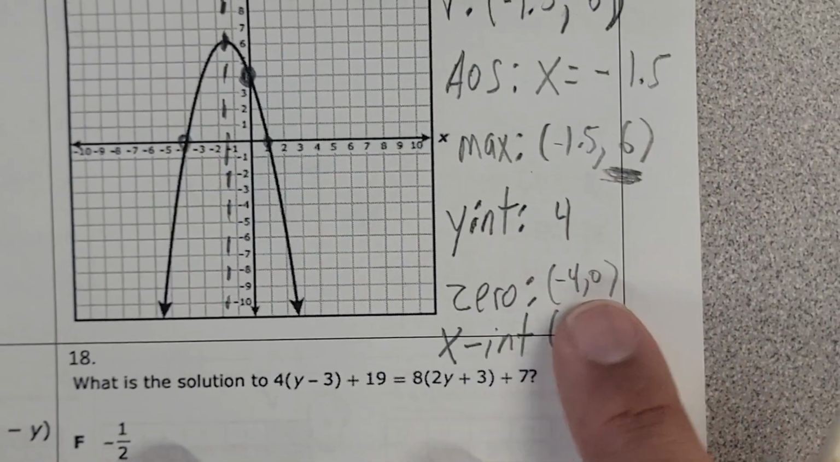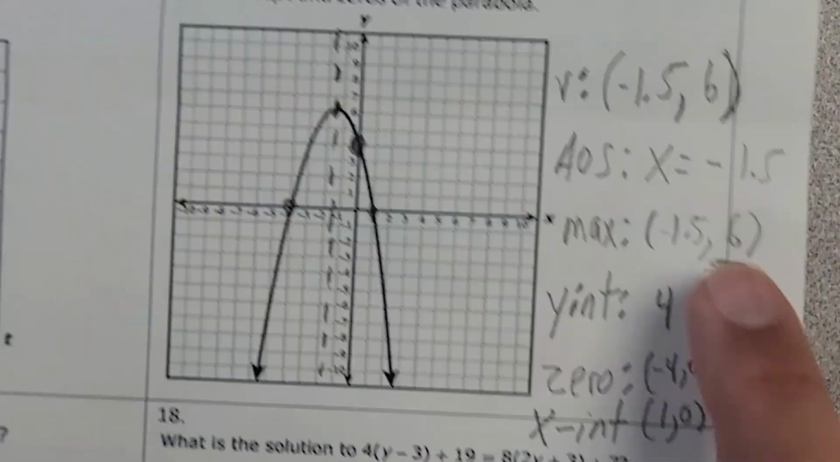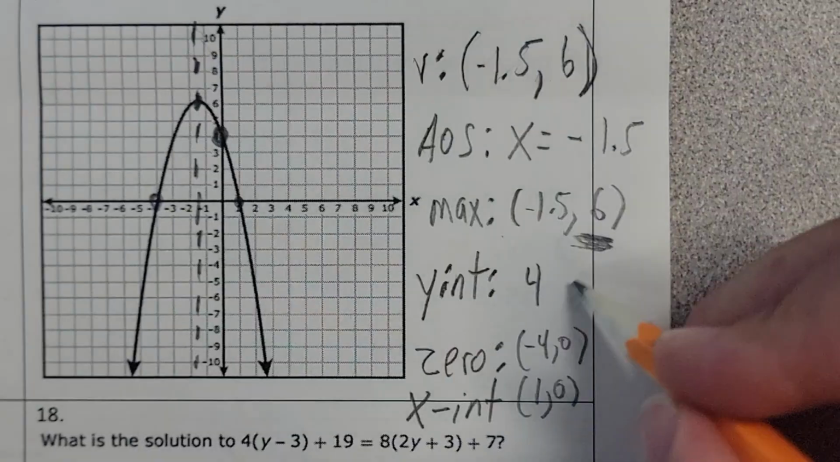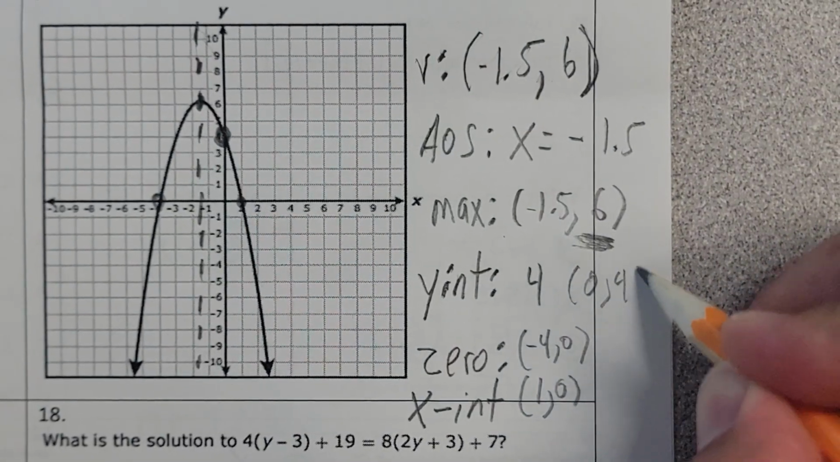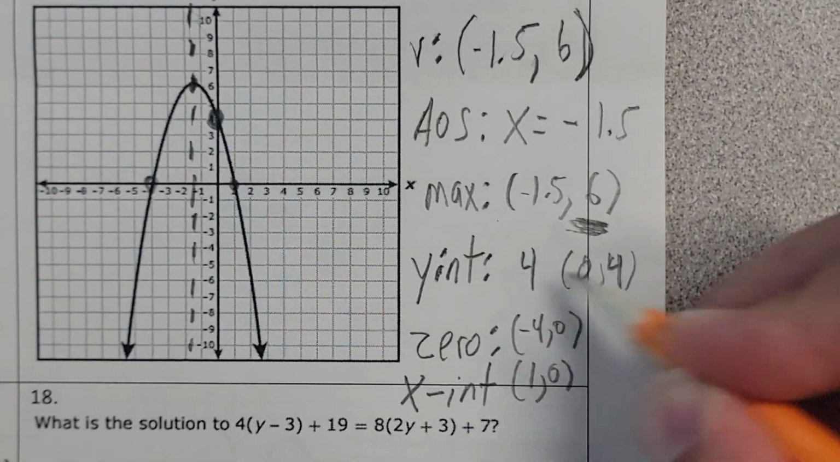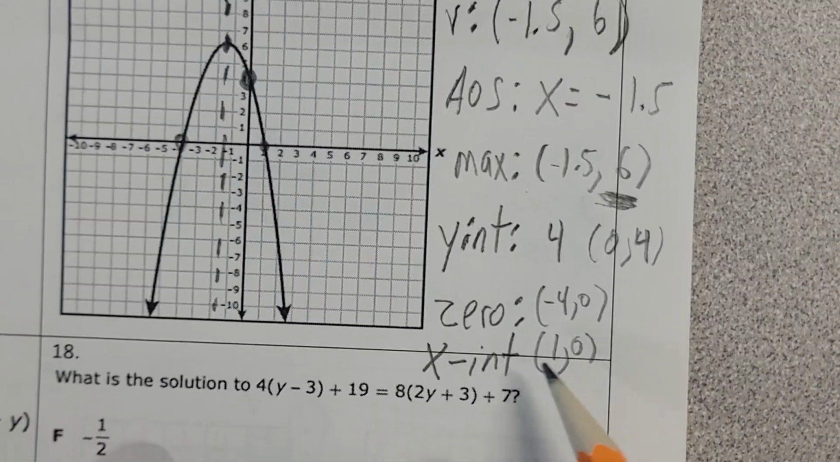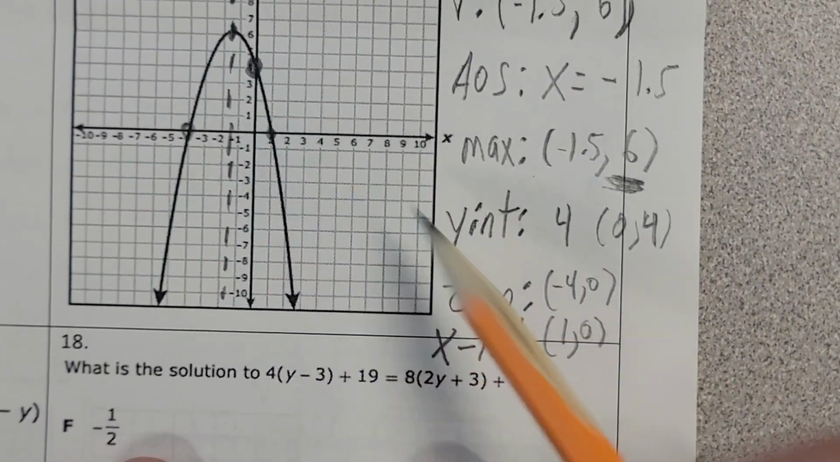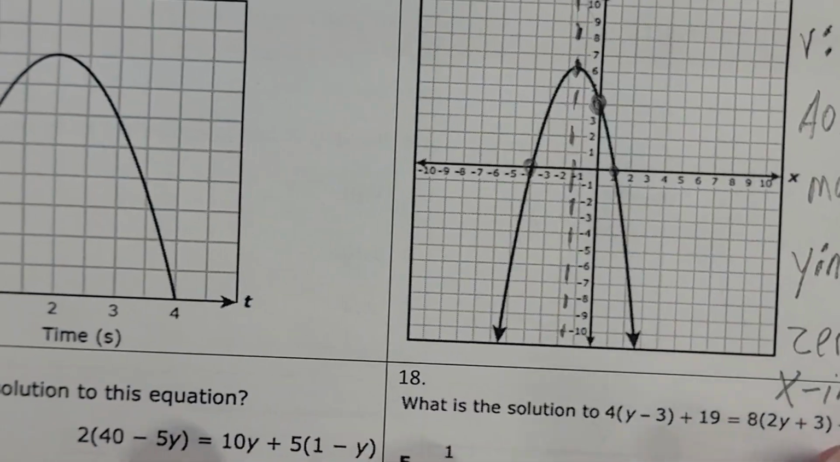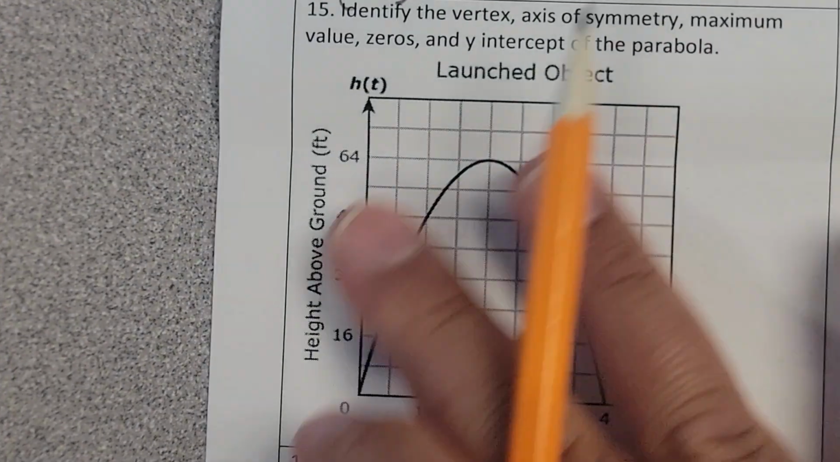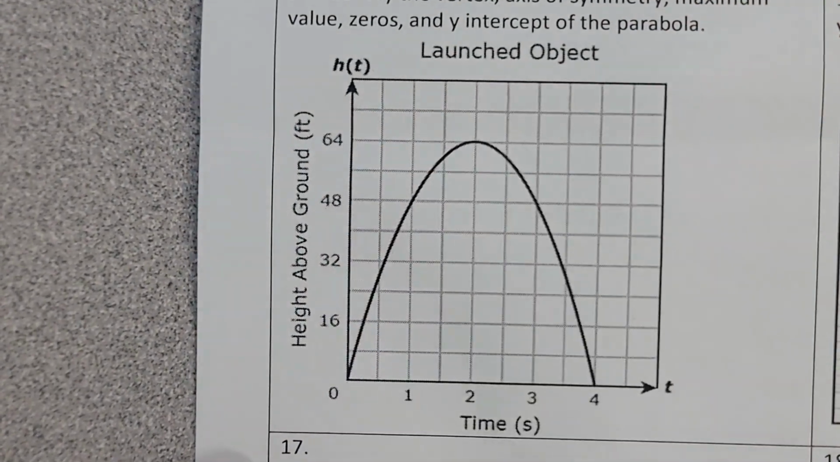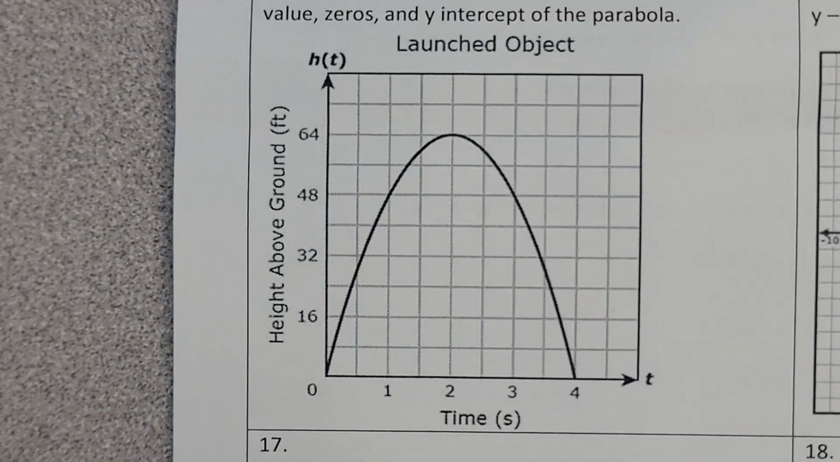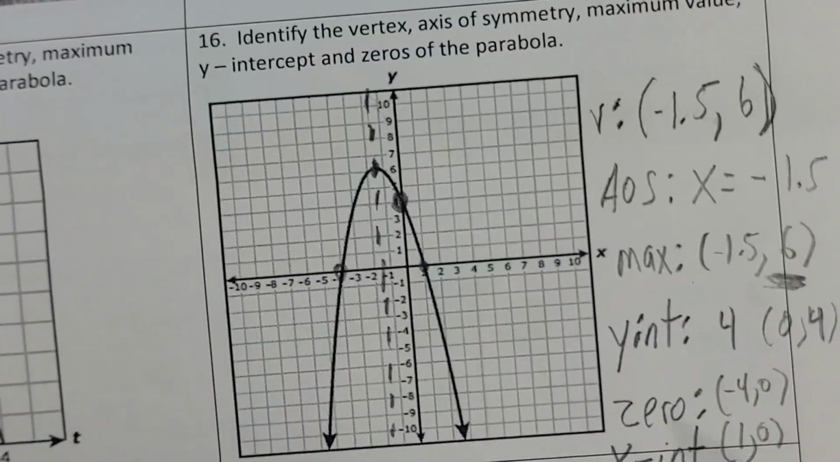Now for the y-intercept, just in case, guys, the answer is 4. Let's go back to the y-intercept. That one might be 0, comma 4. Okay, so just to let you know, it might go like that. For the zeros, they want the coordinates. I go to the left, so negative 4. I go to the right, positive 1. Okay. So now do the same thing here. Put your vertex, cut it in half, and label everything.